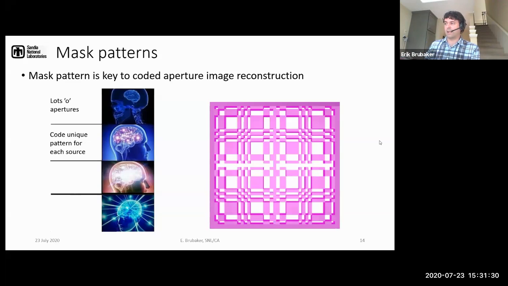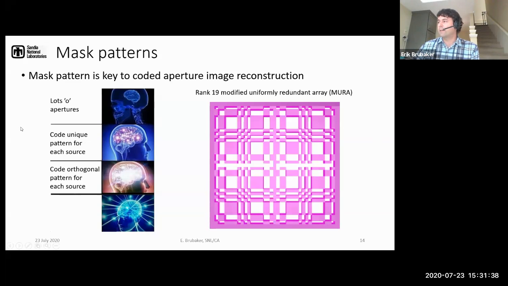That means that any source location in the field of view will present a different shadow pattern, and therefore you can reconstruct that. Now, even better than that is that the pattern for each source is not just different and unique, but it's also orthogonal. And that's actually what this particular mask pattern provides.